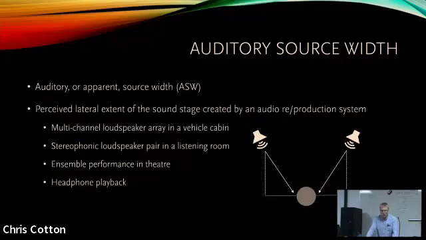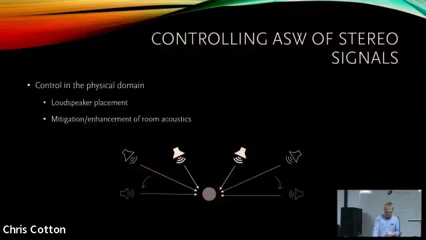So, auditory or apparent source width, ASW, as I said at the beginning, is the perceived lateral extent of the sound stage created by an audio reproduction system or an audio production system. There are many examples of that. Obviously, we're just focusing on stereo today, but such an audio reproduction system could be a multi-channel loudspeaker array in a vehicle cabin, or a stereophonic loudspeaker pair in a listening room like we have today. It could be something like an ensemble performance in a theatre, or it could be something as simple as headphone playback.